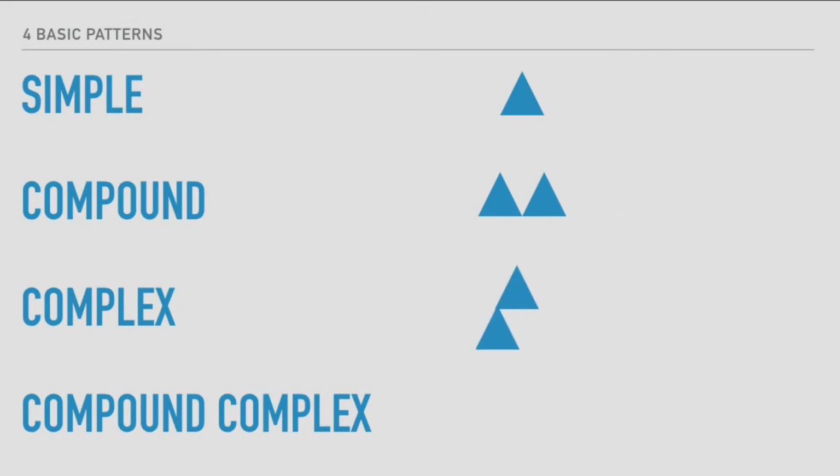If it's complex, then one clause is dependent on another. So one clause, this one, is the independent one, and this one is a dependent one. Sometimes books refer to these as being the main or the subordinate clause. And a compound complex then is a combination. You might have two independent clauses, and the second one has a dependent clause attached to it.